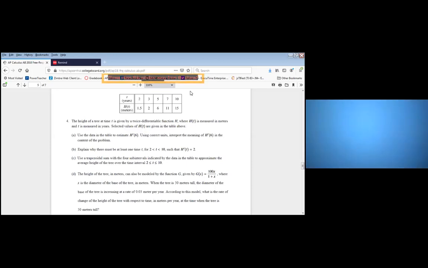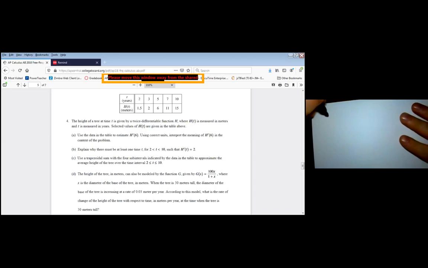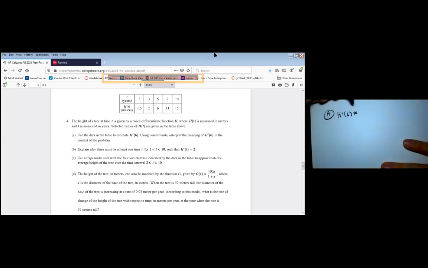Okay, let's see what we got. Letter A. Anybody want to share with me what they got? I got 2 meters per year. How did we get that? So what are we writing? H prime of 6 is approximately equal to what? 6 minus 2 over 5 minus 3.